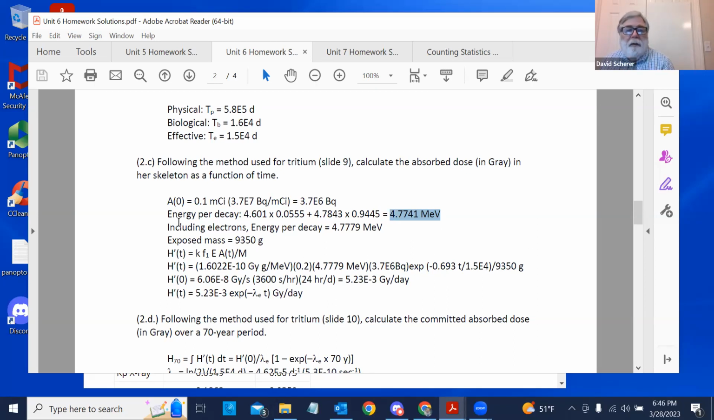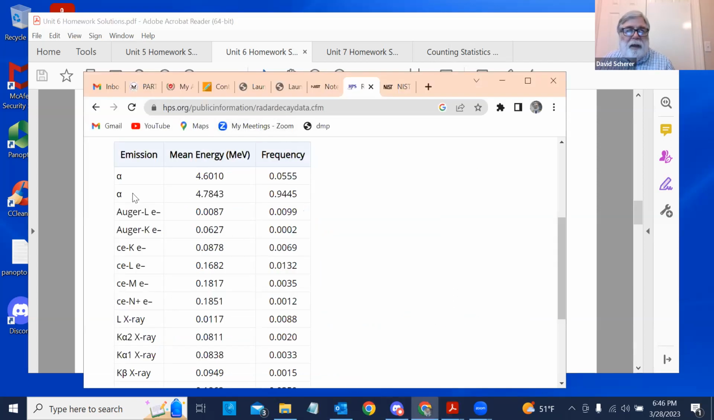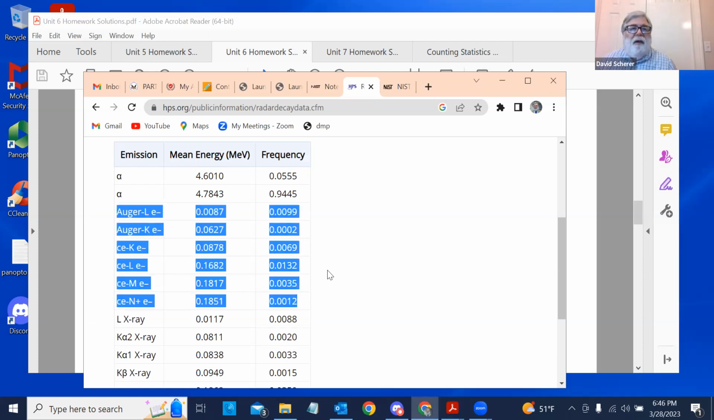Now, I also went back, in addition to alpha particles. After the alpha particles are emitted, the atom is still giving off Auger electrons and X-rays and all that, conversion electrons. And so I added these in. It ends up there are more particles. There's more than one particle per decay, but that's okay. That energy is being deposited in the tissue anyway.